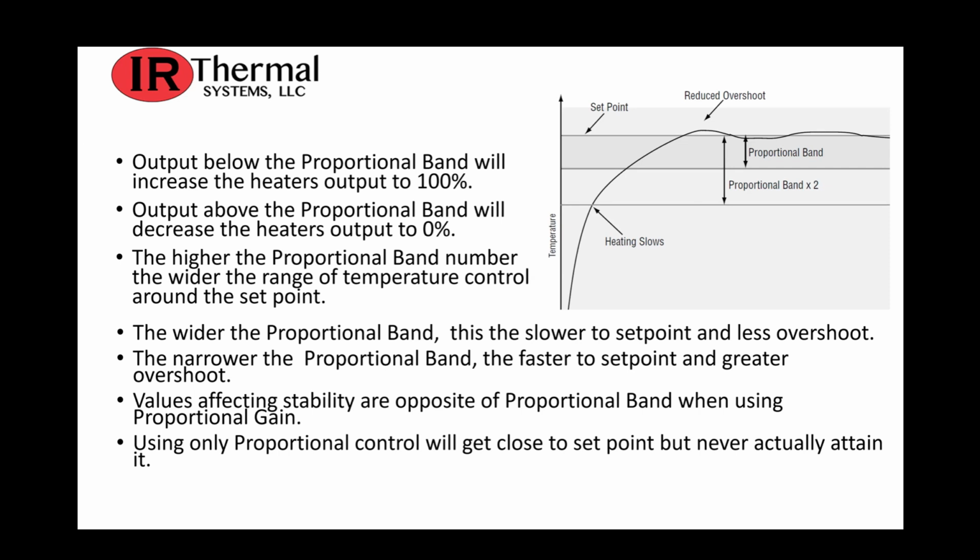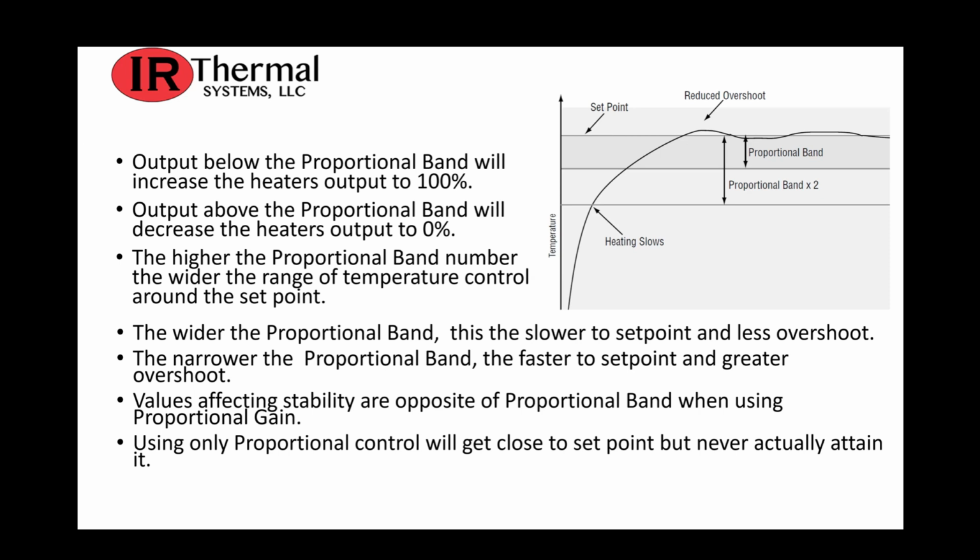The higher the proportional band number, the wider the range of temperature control around the set point. And the wider the proportional band, the slower to set point and less overshoot. The narrower the proportional band, the faster to set point and greater overshoot.